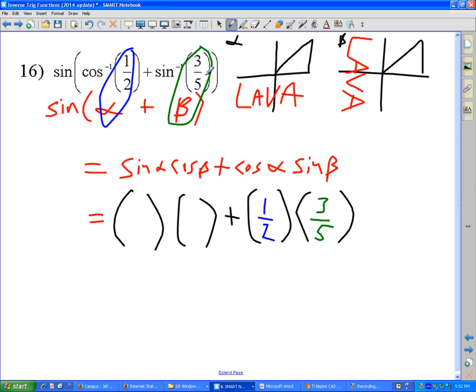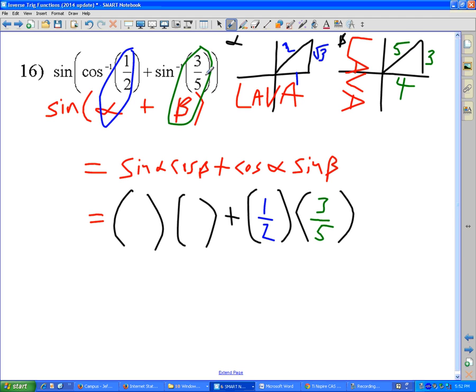What's our triangle for the cosine of 1/2? Isn't that adjacent over hypotenuse? And 2 squared minus 1 squared would be 4 minus 1, which is 3, so square root of 3. And then for the beta triangle, the opposite over the hypotenuse is 3/5, and this is one of our very best friends, the 3, 4, 5 primitive right triangle.